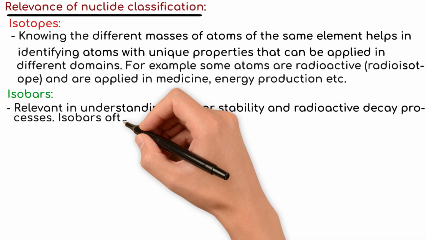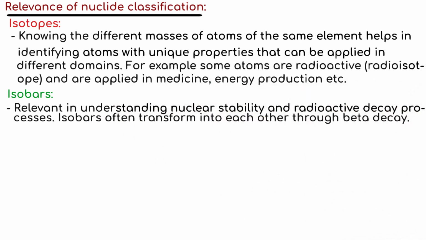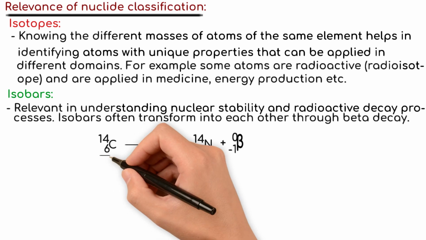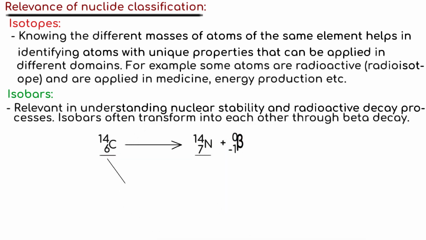Isobars are very relevant in understanding nuclide stability and radioactive decay processes. In beta decay, they are often transformed into each other. Let's take, for example, the beta decay of carbon-14 to form nitrogen-14 emitting a beta particle. You can see clearly that carbon-14 and nitrogen-14 are isobars because they have the same mass numbers.